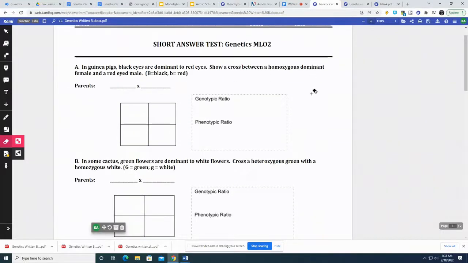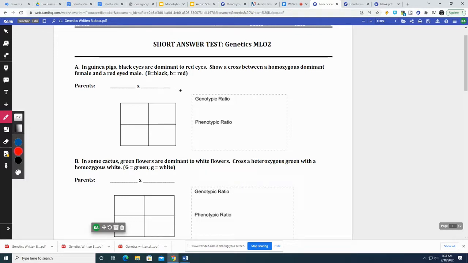Alrighty then. I'm going to go over some of these Punnett squares with you guys. I'm going to do it in class as well. But in case you couldn't hear me, you're absent, or you weren't paying attention, well, here's another opportunity for you to learn how to do it.